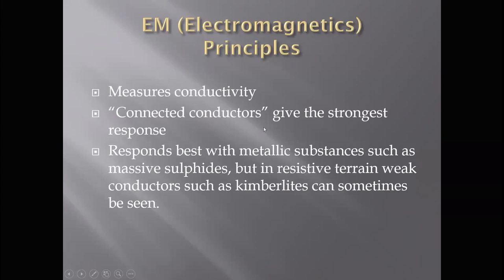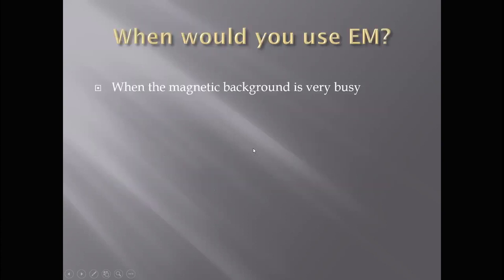Generally best for metallic substances, things like sulfides, pyrite, etc. But in resistive terrain, weak conductors such as kimberlite can sometimes be seen with EM, and that's what we work towards. They're generally very weak conductors, but if the ground is very, very resistive, for example, in Canada, where you've got glaciated granitic terrain, then your kimberlites stand out nicely. And the reason they do that is because they have weathered ground. They have clays on top because they're weathered.